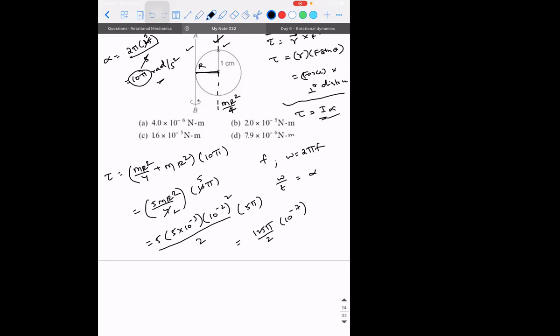I hope you guys are able to understand. If in a question they have mentioned the force and the point at which the force is acting, at that time we will use R cross F. If they are using the word rotations, then we go with I alpha.